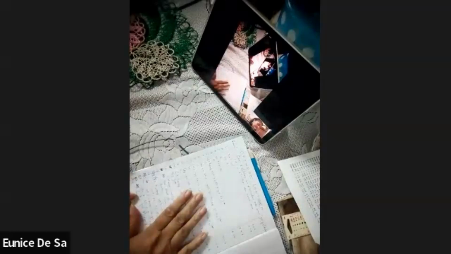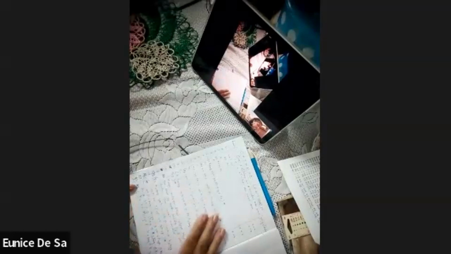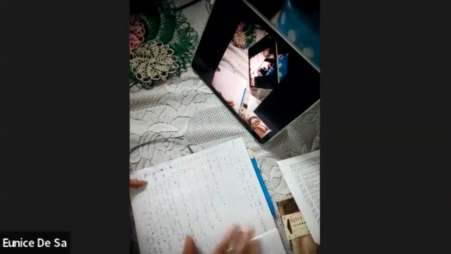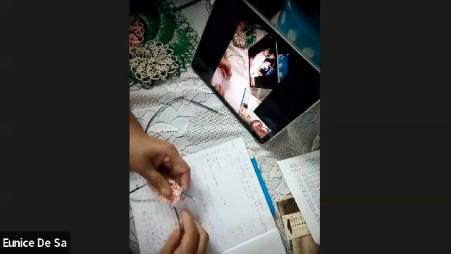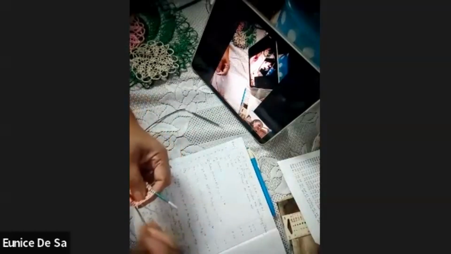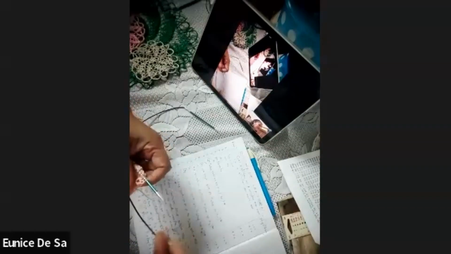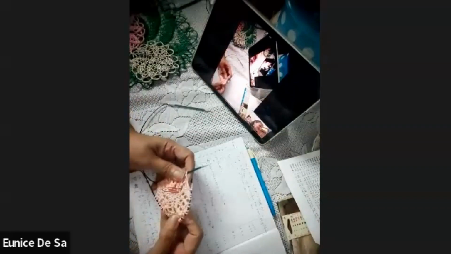So shall we continue, or have you understood this pattern? It is a bit difficult for me. I will try how to do it. How to transfer? It's not difficult. Getting confused again. Come on. See, it's not difficult at all.